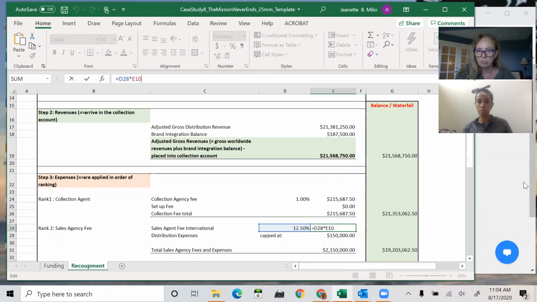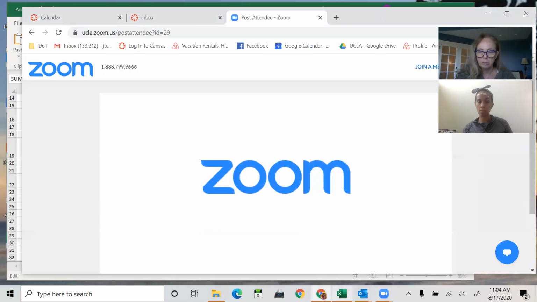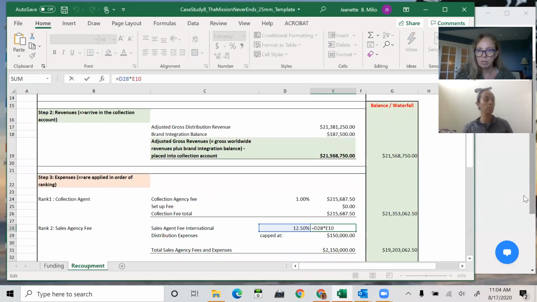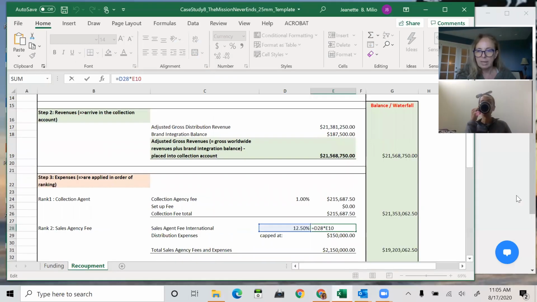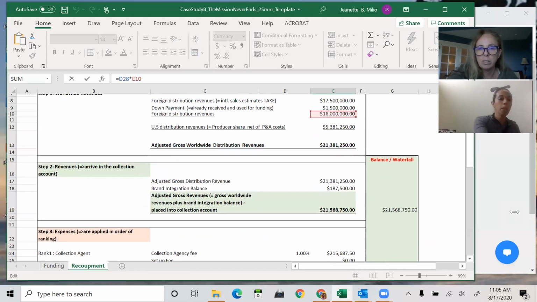Hold on a second. I just want to make sure that it's the right one. This is so annoying. Sorry about this. Again, I usually do this on 2 screens.